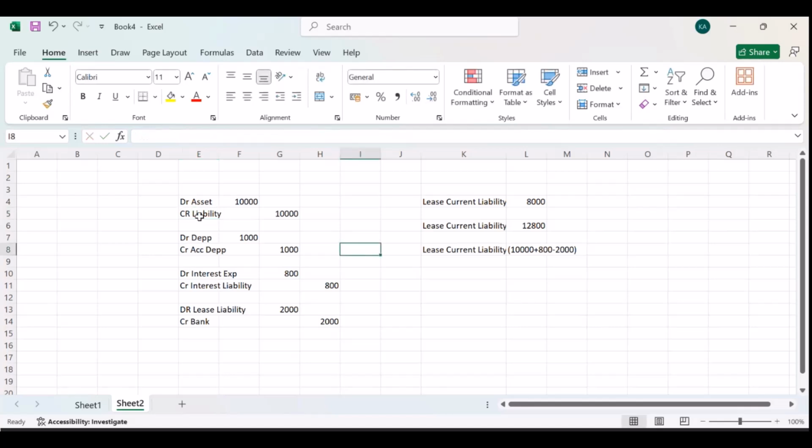Remember, we've recognized this liability because you are liable to the lessor for 10,000 initially. Now, at the end of the year, you accrued an interest expense, which also increased your liability by 800. Then at the end of the year, you settled 2,000 rand out of the liability. You've settled it, so you have reduced the liability. That's why you subtract 2,000. Okay. Any other question?